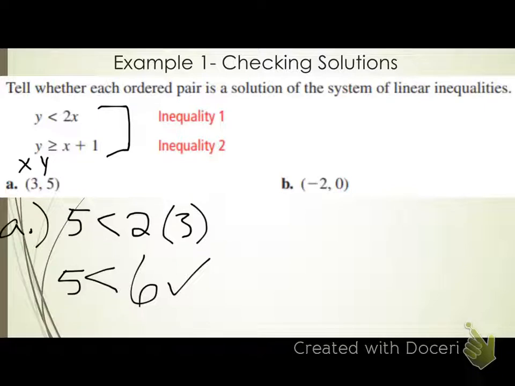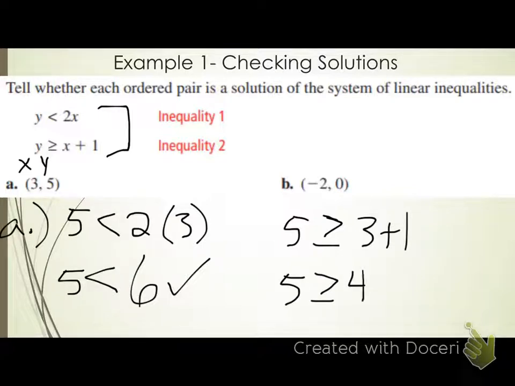But just because it's a solution of my first one, does that mean it's a solution of the whole system? No. I've got to check the other one as well. So once again, what's my y value? 5. 5 is greater than or equal to. What's my x value? 3. 3 plus 1. Working down both sides, what's 3 plus 1? 4. So my statement is 5 is greater than or equal to 4. Is that true or false? True. Remember, with greater than or equal to, it's got to meet one of those conditions for it to be true.